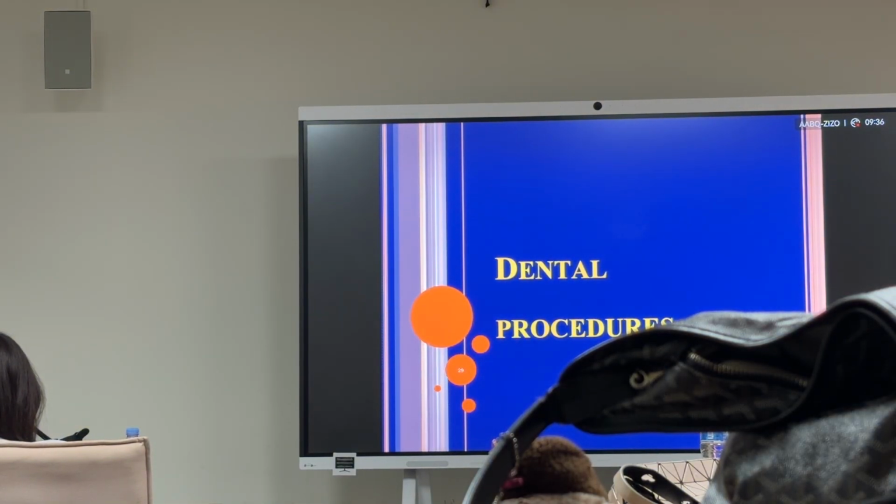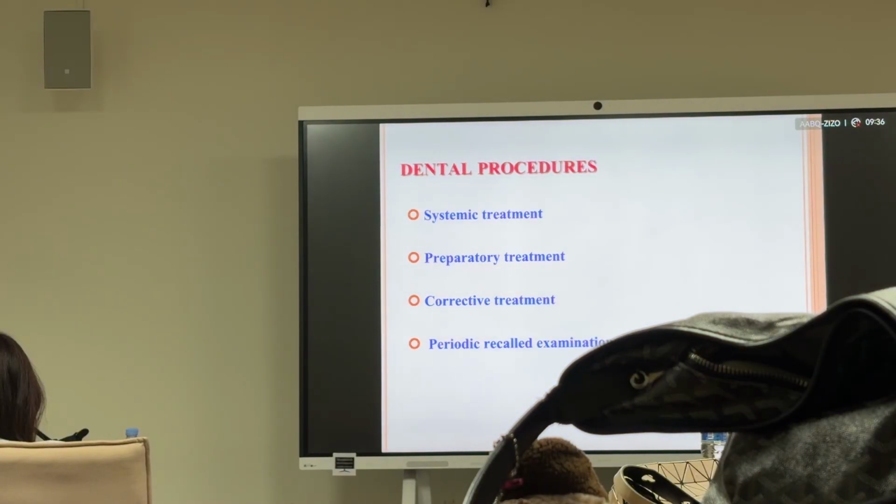Next, the dental procedures. For the dental procedure, we talk about the systemic treatment, preparatory treatment, corrective treatment, and periodic recall, examination, and maintenance treatment. You need to plan to cover all.